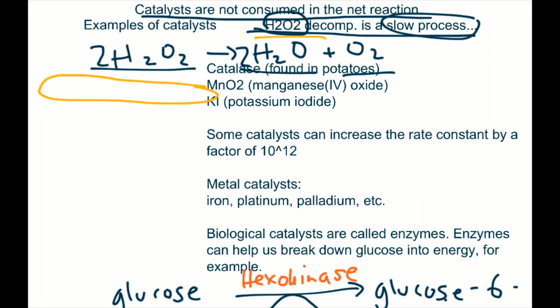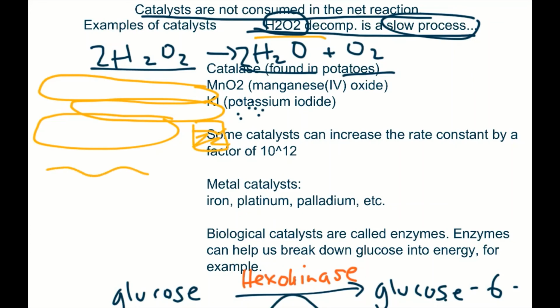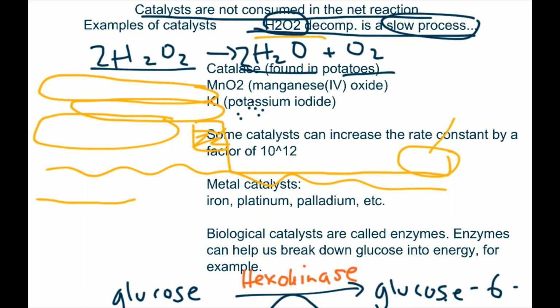Now, manganese 4 oxide or manganese dioxide is also a catalyst, and it's found as a black powder. Now, potassium iodide is also a catalyst. It's found as a yellow solution. Now, a fun fact is that some catalysts can increase the rate constant by a factor of 10 to the 12. That's a lot, by the way. Now, let's look at some metal catalysts that are used in the industry. We have iron, platinum, palladium, and etc.